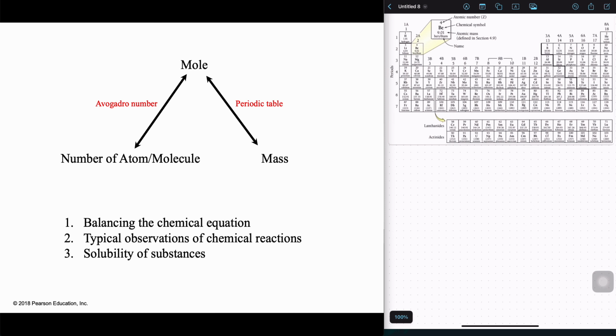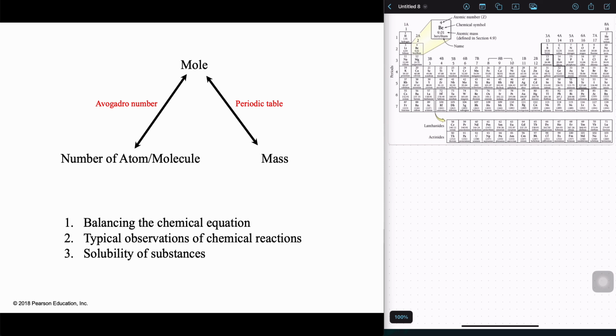So let's first check the key points of the two chapters we studied this week. Again, the most important thing you need to understand is this diagram, okay? This diagram clearly tells you how we convert the mole of a substance into the number of atoms or number of molecules, and into the mass of the substance. And also, you need to know how to balance the chemical equation, the typical observations of chemical reactions, and the solubility of different substances.